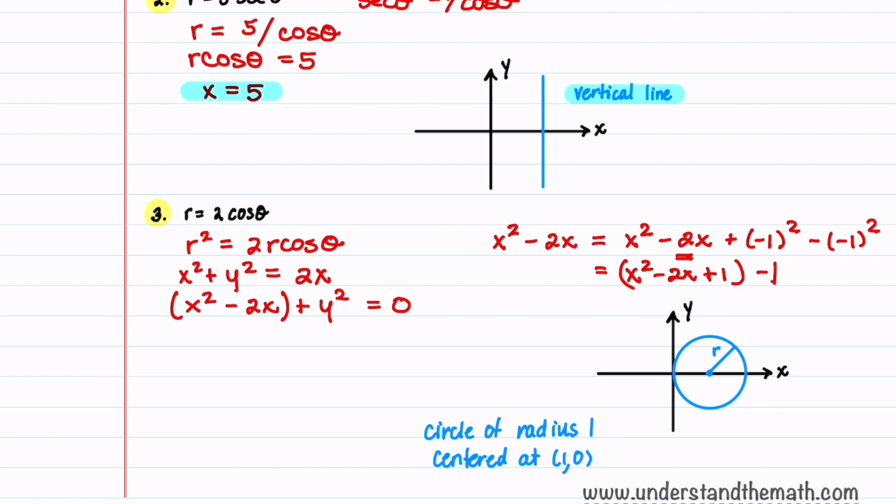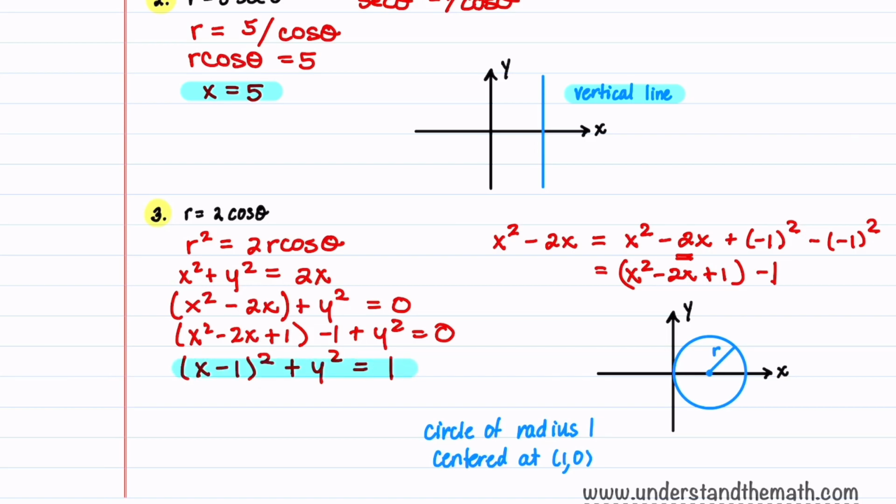minus 1. Let's plug that in. This is x squared minus 2x plus 1 minus 1 plus y squared is equal to 0. The x's we can combine to be x minus 1 quantity squared, and then we have our y squared, and our 1 can go over to the right-hand side and be equal to 1. This equation is now in a form that we recognize. This is the equation for a circle of radius 1 centered at the point 1, 0.